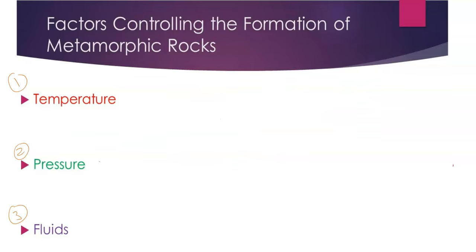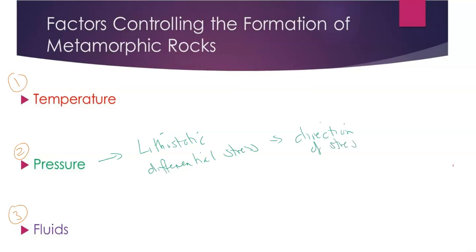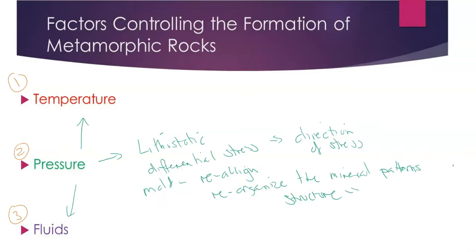So I mentioned before, pressure can come in lithostatic, can also come in differential, which means that there's a range or variation in the direction of stress applied to that rock, okay? And this pressure, with the addition of temperature and the addition of fluids, is able to mold and realign and reorganize the mineral patterns and the structure, which would then alter or change the appearance and the texture, and even change the whole rock completely and be a completely different rock in terms of its appearance.